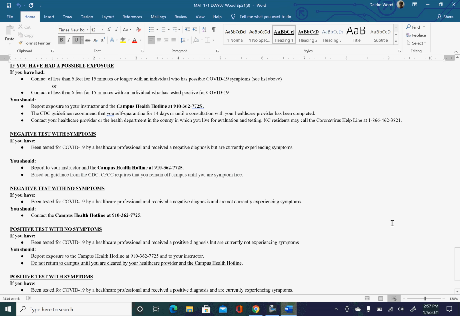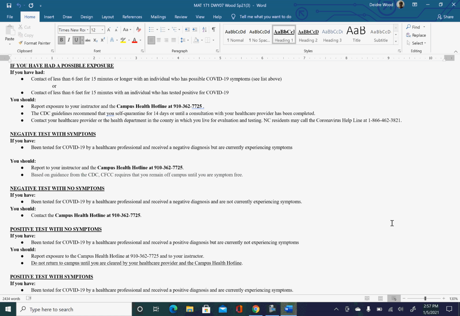If you have a negative test with symptoms, it tells you what that means and here's what you should do. Negative test with no symptoms, what does that mean? Here's what you should do. So it's basically telling you here. I've got that campus health hotline highlighted here.